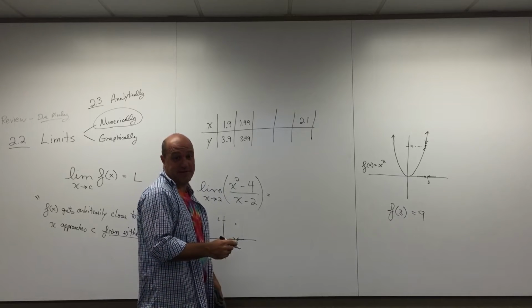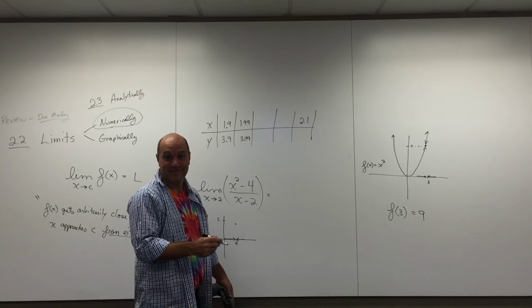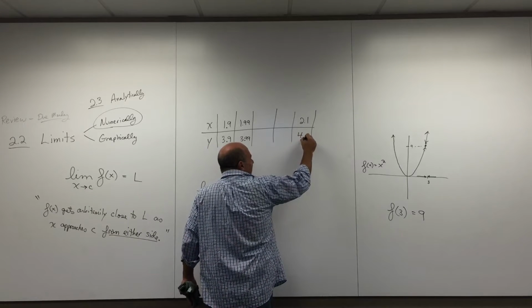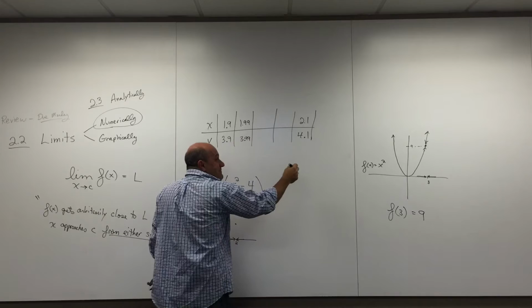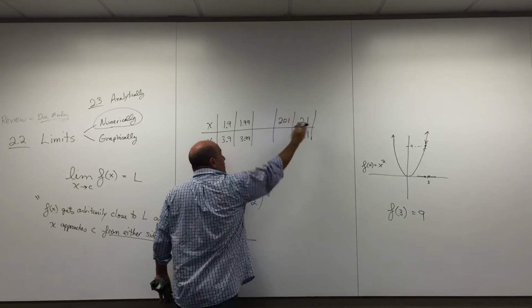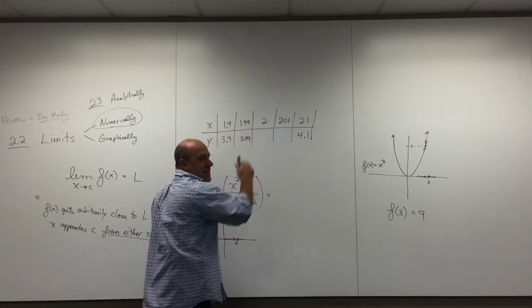It's 4.1? Maybe it is. It's 4.1. Okay, thanks. Can you get closer than that? 2.01. You're right. So here, this is sort of the chart that's set up.